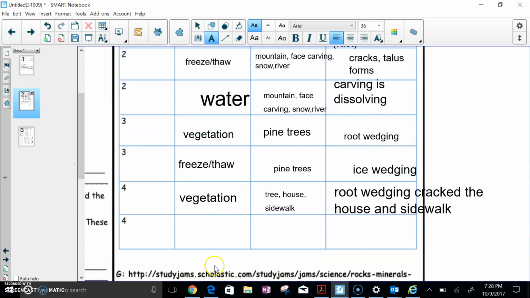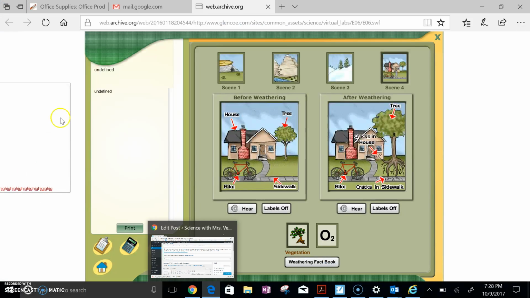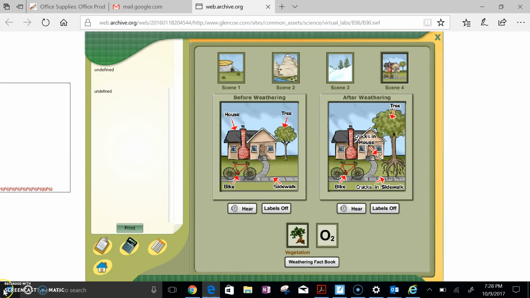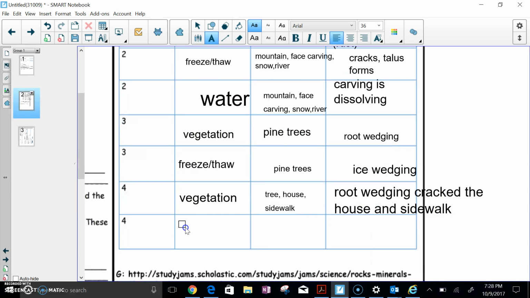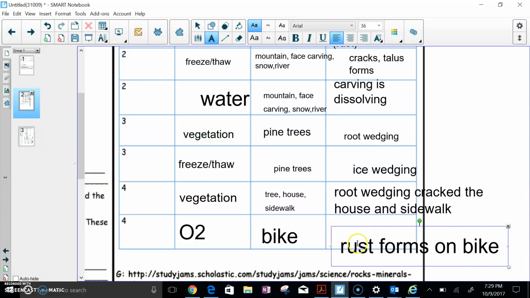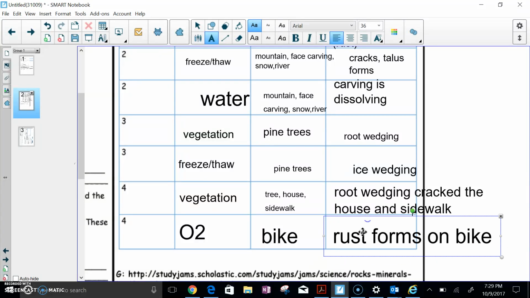All right, and then the last one, we're looking at oxidation. So we have a rusted bike in this situation. So if you look at this one, we have oxidation. So O2, we have a bicycle, and we have rust forms on bike. Okay? And that is it.